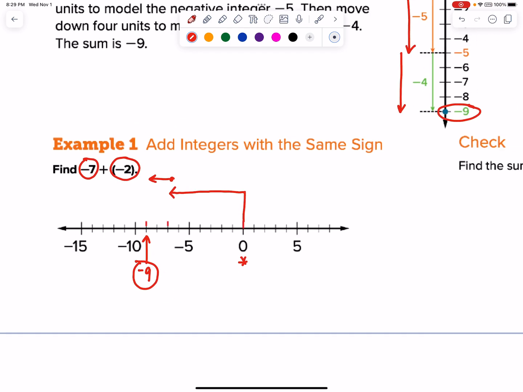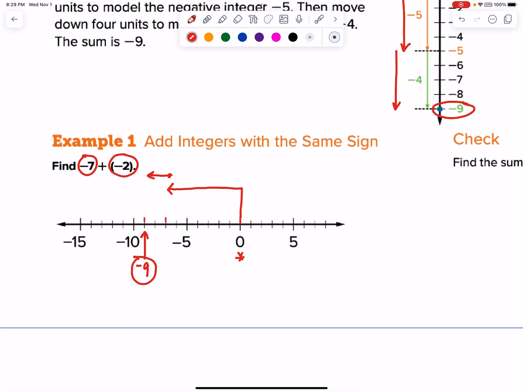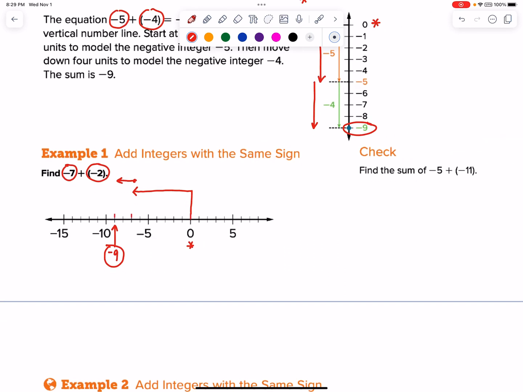Okay, the song, just remember, goes same signs add and keep, different signs subtract. Okay, so these signs are the same. They're both negative. And so we say -7 plus a -2. We just add them. So 7 plus 2 is 9. And we keep the sign that is already there. Same signs add and keep. So that's just the trick.